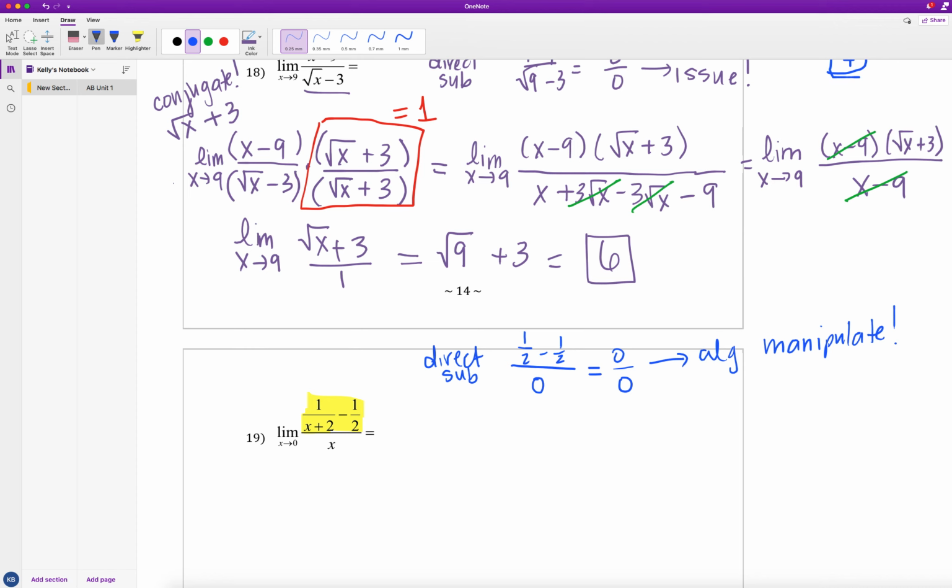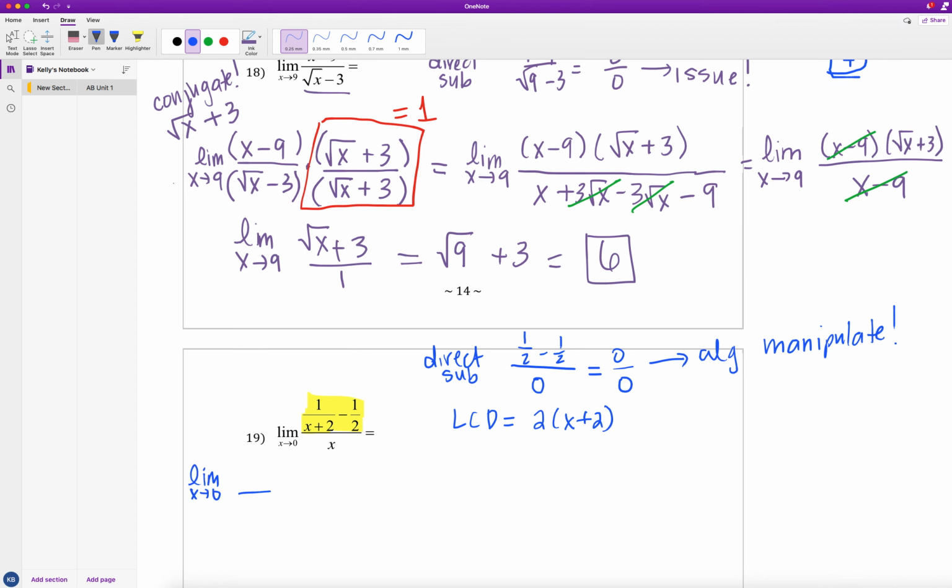To get a common denominator here, I'd have to focus on what my least common denominator would be. So when I'm looking at 1 over x plus 2 minus 1/2, what is our least common denominator? So our LCD here would be 2 times x plus 2, since I have an x plus 2 from the first guy and a 2 from the second guy, and they have no other factors in common. So 2 times x plus 2. I'm going to want quite a bit of space for this problem as well.